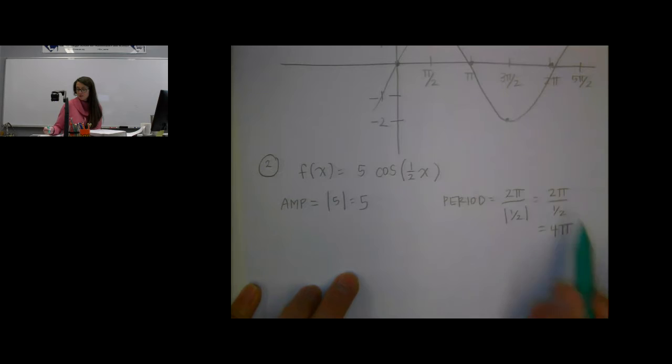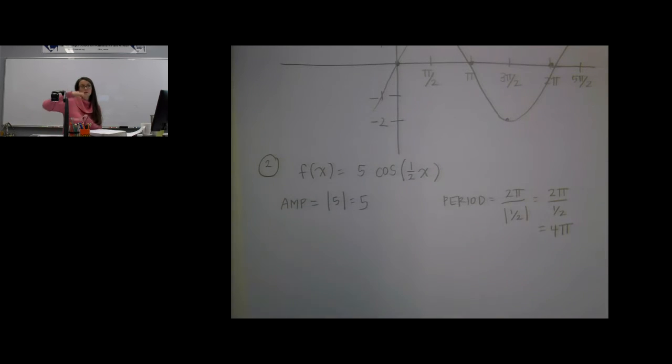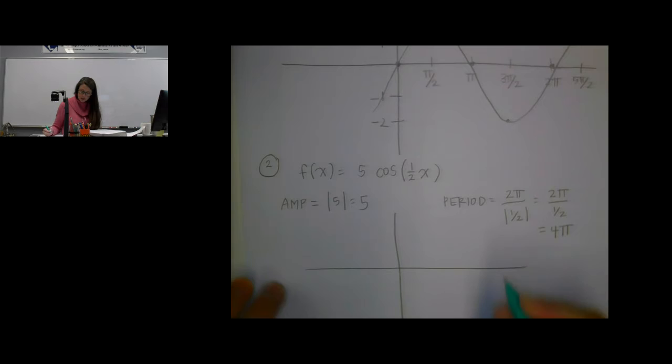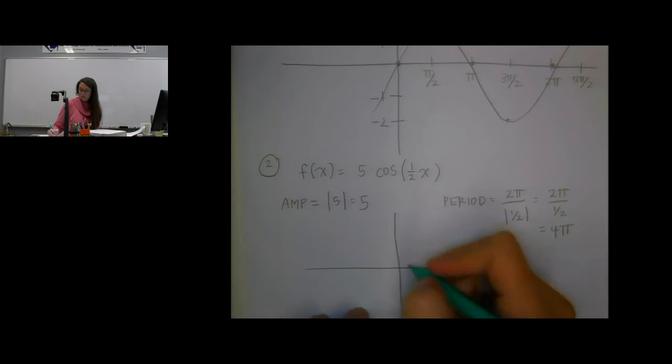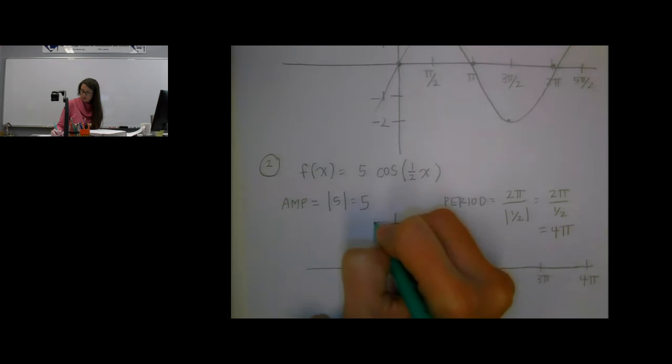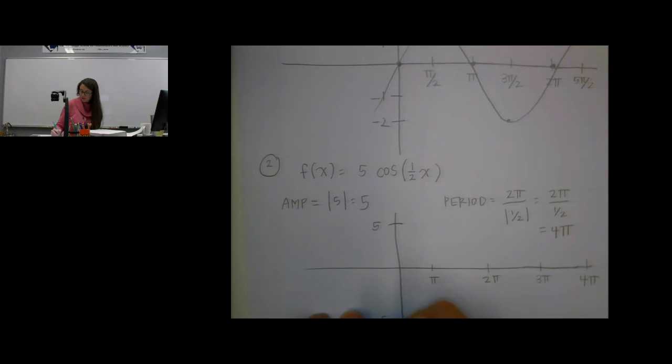So that means my values are going to stretch, and also stretch. What goes on the x-axis is going to stretch by a 4 pi. So basically I'm doubling it. So that would mean that at pi, 2 pi, and 3 pi, those are going to be my values. I'll put 5 up here and negative 5 down here.